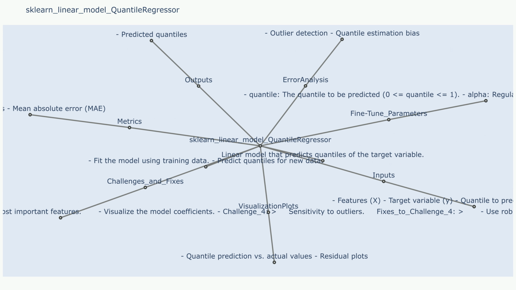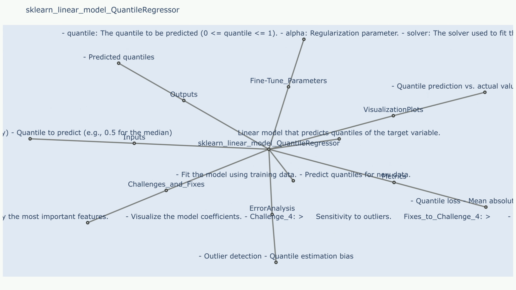Inputs. X, a 2D array representing the input features. Y, a 1D array representing the target variable. Outputs. Predictions. A 1D array containing the predicted quantiles for the given input features. Steps.